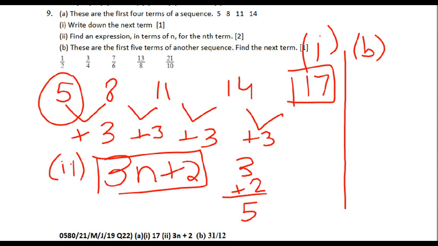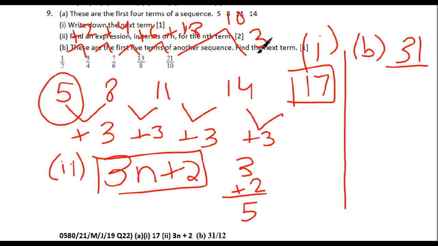These are the first 5 terms of another sequence. Find the next term. So 1 is changing into 3, then 3 is changing into 7. What's happening over here? Plus 2, then plus 4, then plus 6, then plus 8. So to get to the next term, we'll add 10 to 21, which will give us 31 in the numerator. And let's check the denominator now: 2, 4, 6, 8, 10. Then the next number will be 12. So this is the answer.